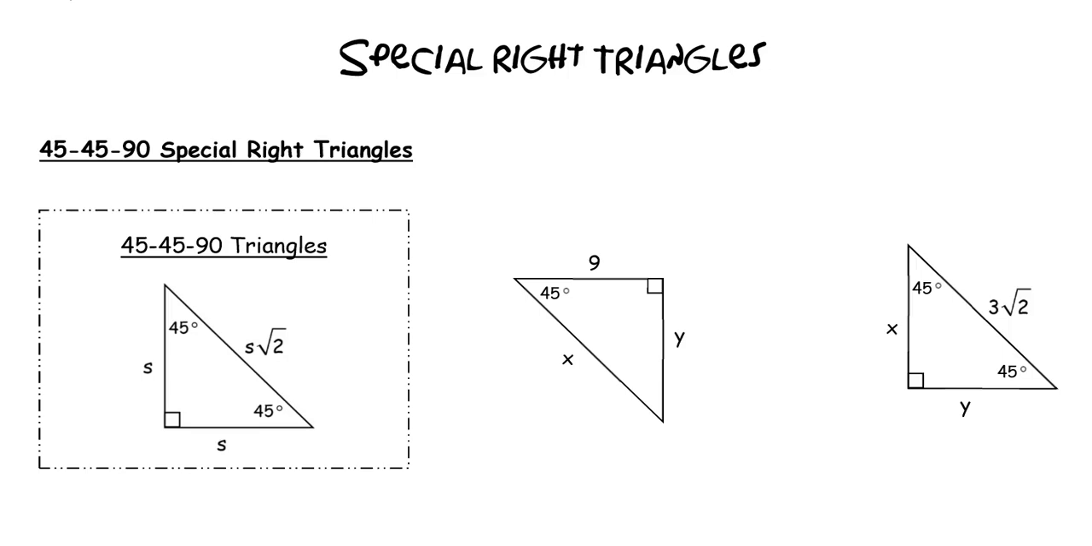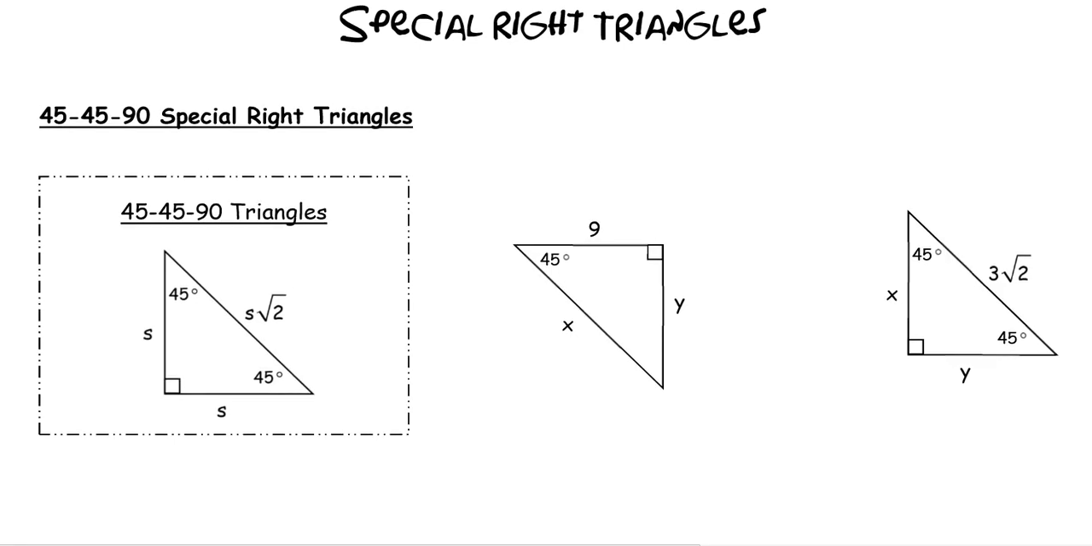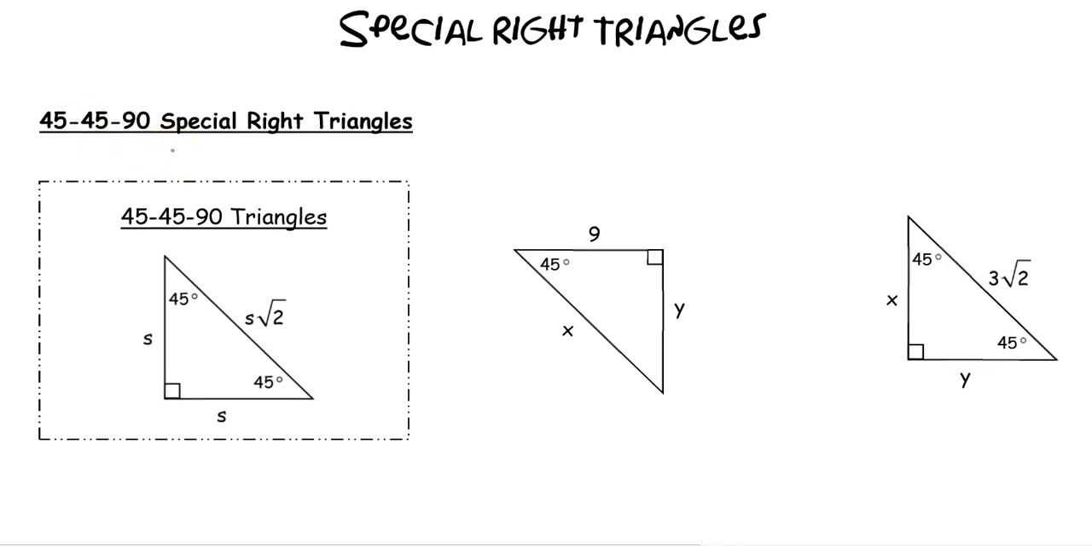Today we are going to be looking at special right triangles. There are two special right triangles that we're going to look at that have special patterns. The first one is a 45, 45, 90 special right triangle.